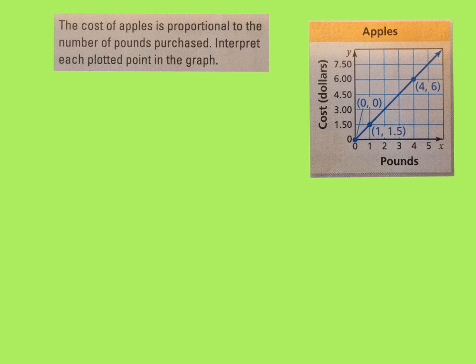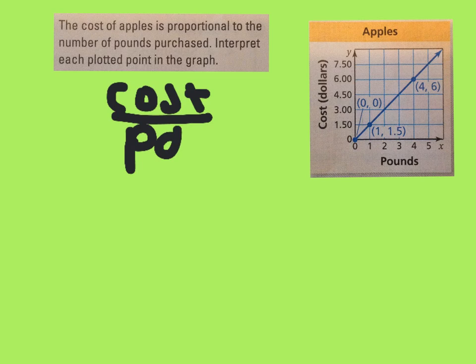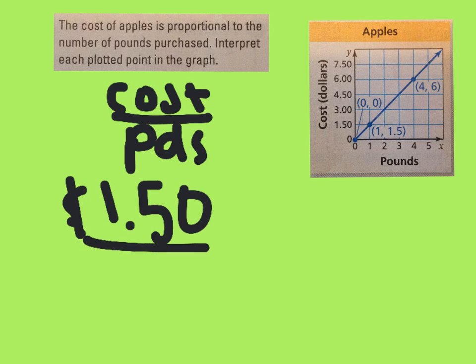Okay, so the cost of apples is proportional to the number of pounds purchased. Interpret each plotted point in the graph. That means it's going to be cost over pounds. So if we have 0, 0, we obviously know that there's $0 for 0 pounds. Then we have 1, 1.5. So we know 1 pound of apples, so we put that on the bottom, for $1.50, because it's 1.5, to 1 pound.